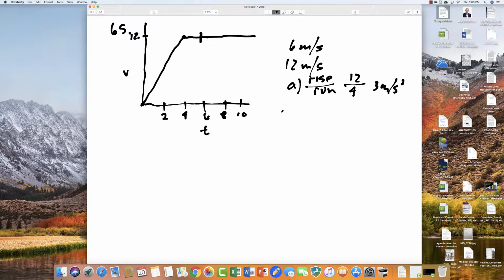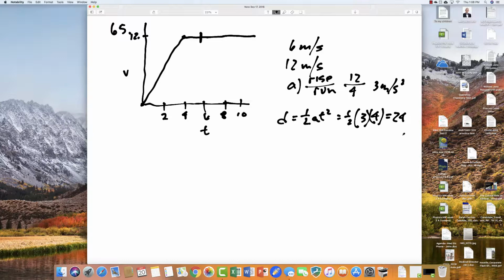And then the last question is to calculate the distance this person ends up traveling. For the first 4 seconds, V0 doesn't come into account, so the distance is going to be 1/2 a t squared. That's 1/2 times 3 times 4 squared, or 16. So 1/2 times 16 is 8, times 3 is 24.